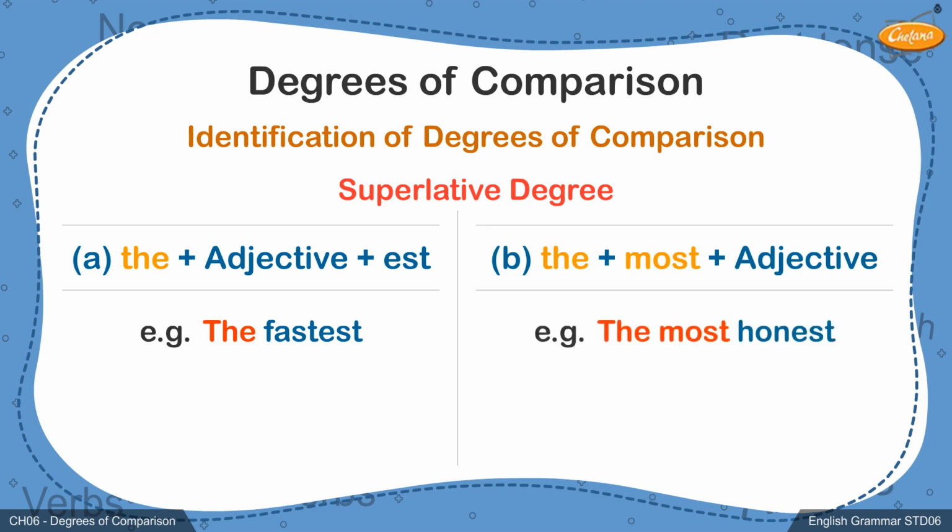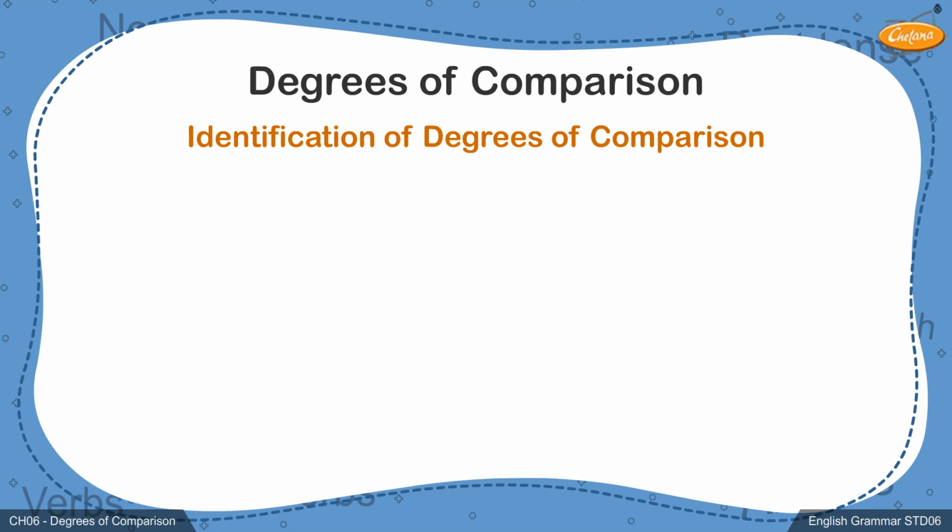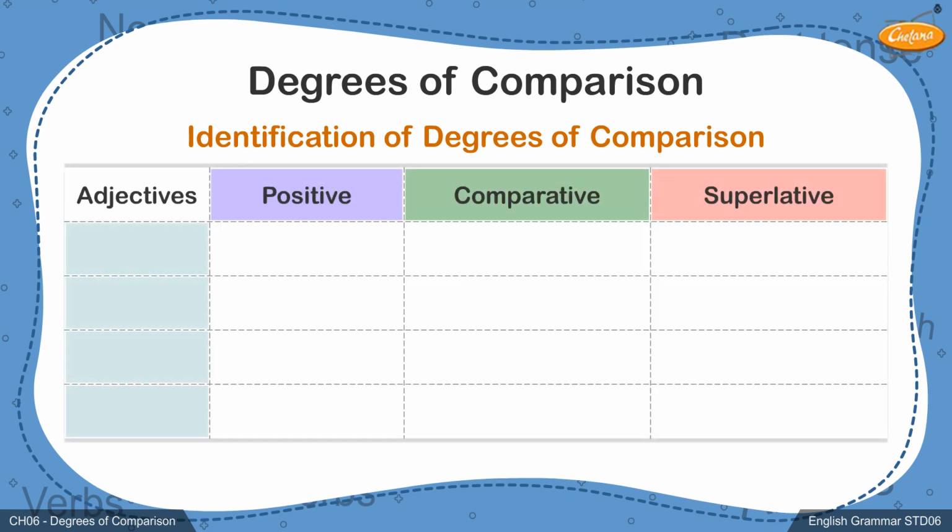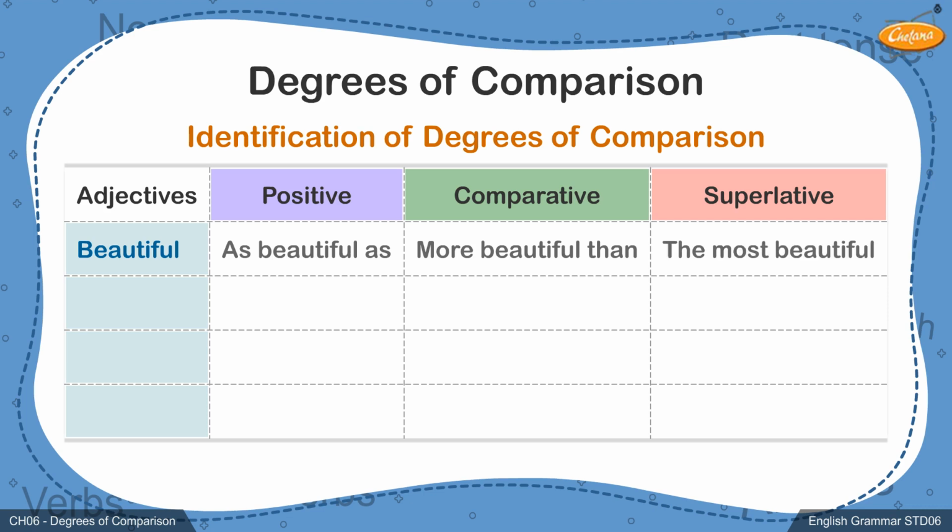Let's consider a few more adjectives and how they are written in all three degrees. The adjective beautiful can be written in the following forms. Positive, as beautiful as. Comparative, more beautiful than. Superlative, the most beautiful. The adjective heavy can be written as heavy as, heavier than, the heaviest.